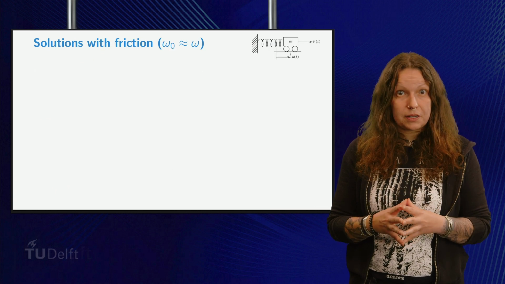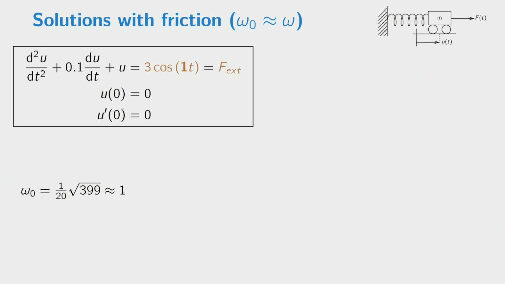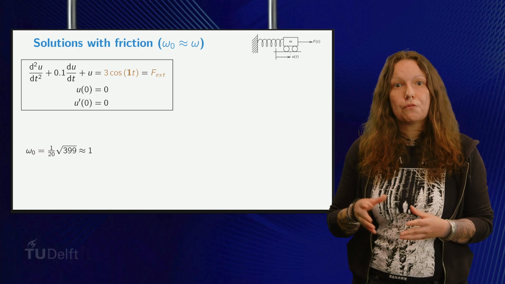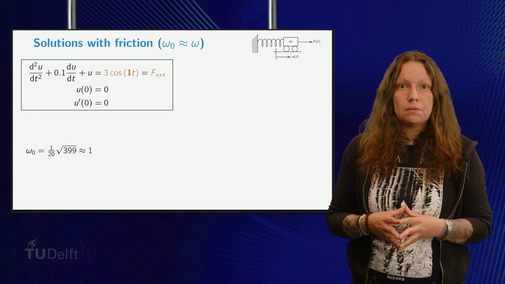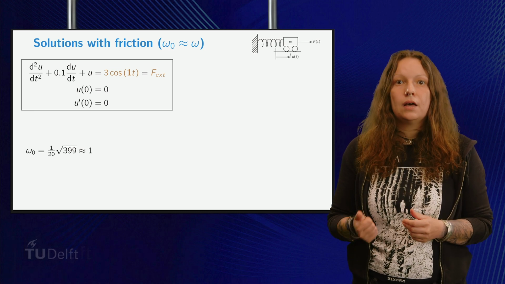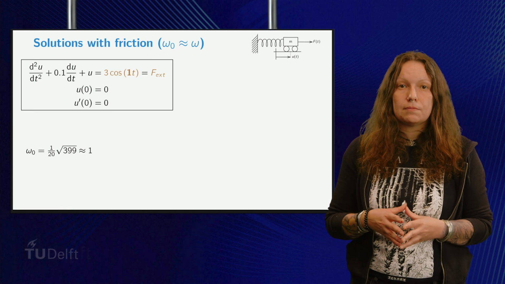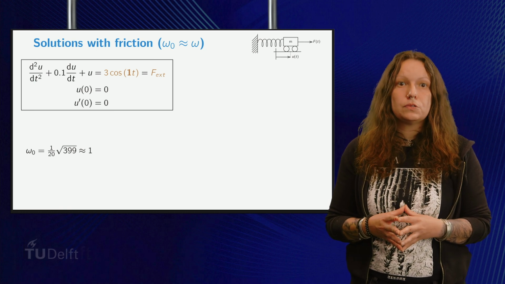Let us look at a specific example. Here, the external driving force F has an amplitude of 3 and a frequency omega of 1. We introduce a friction coefficient equal to 0.1. From this setup, the natural frequency of the system can be computed as 1 over 20 times the square root of 399. We assume the system begins at rest, meaning the displacement u of t and the velocity u prime of t at time t is 0 are both equal to 0.